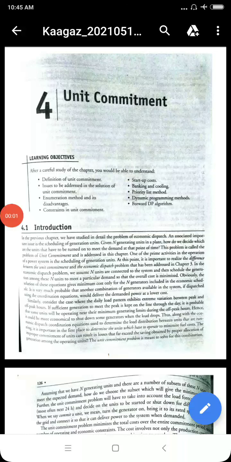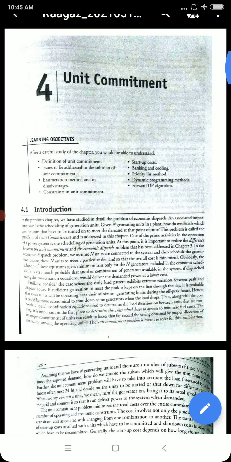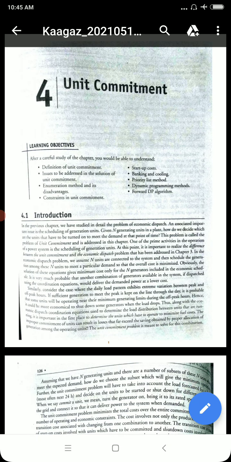Hello dear students, let us see the unit commitment. Regarding unit commitment, you studied it in the previous semester, and we will study it thoroughly in this semester. Before going for unit commitment, we will see the difference between unit commitment and economic dispatch. Economic dispatch you have studied very well in the previous semester.